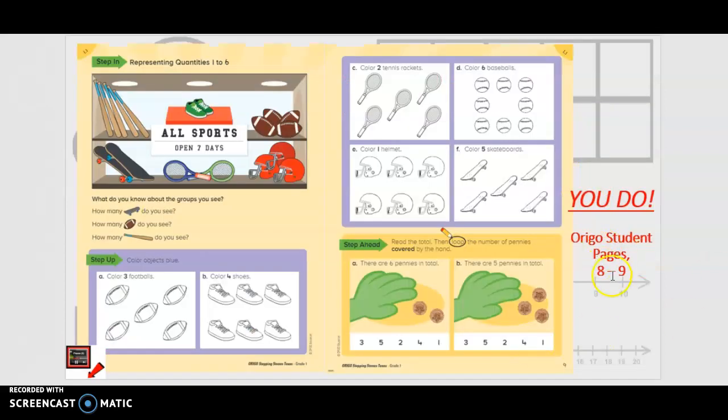On pages 8 and 9, you're going to do the exact same thing. You're going to color 3 footballs. You're going to color 4 shoes. You're going to color 2 tennis rackets and such. After you do this, save your journal and don't throw it away. Your teacher and you are going to check it later on.